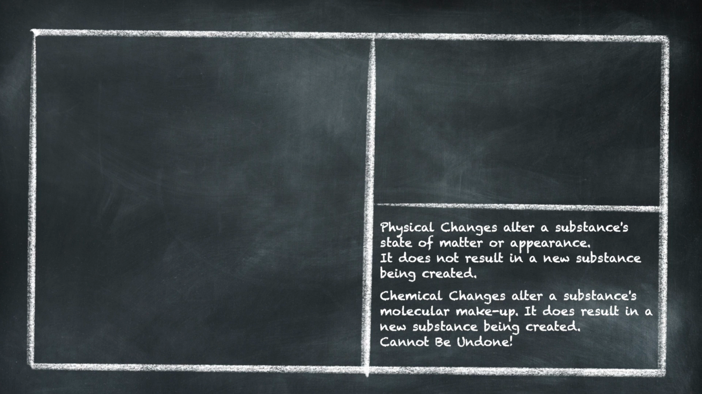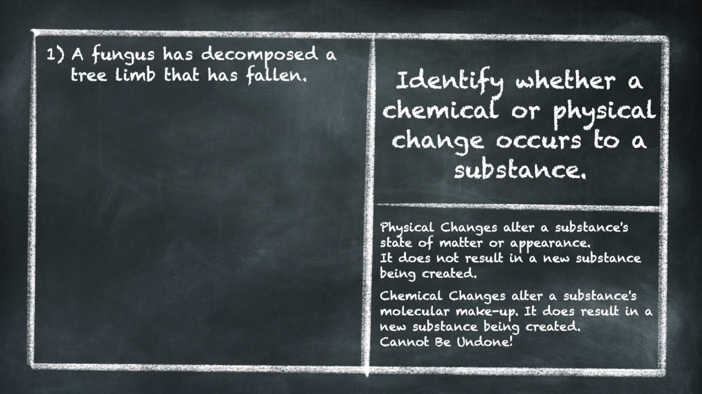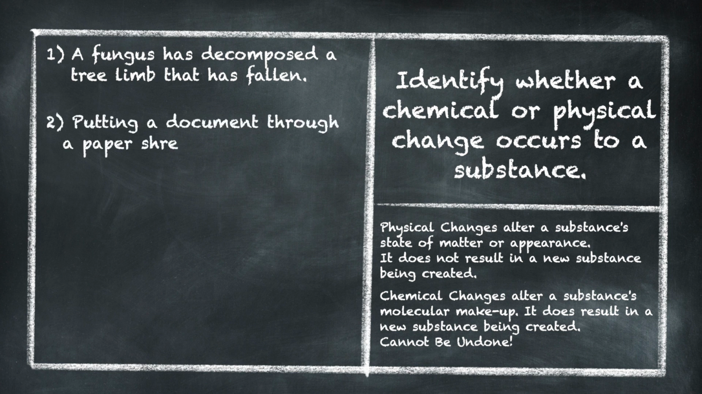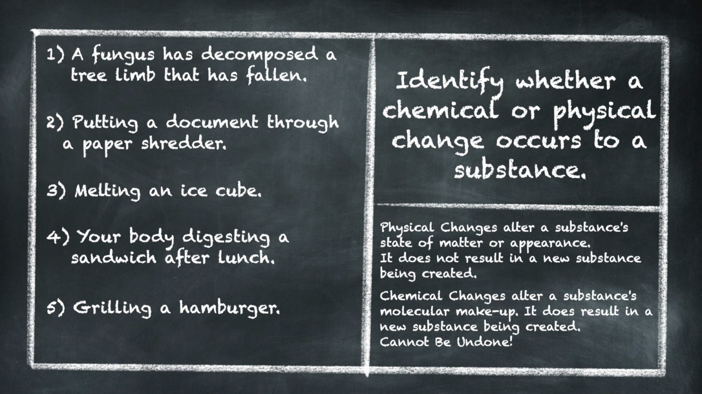For our first set of problems, we're going to identify whether a physical or chemical change occurs to a substance. Here are your questions. Number 1. A fungus decomposes a tree limb that has fallen. Number 2. Putting a document through a paper shredder. Number 3. Melting an ice cube. Number 4. Your body digesting a sandwich after lunch. And number 5. Grilling a hamburger for a cookout. Pause this video if you want and attempt classifying these following occurrences as either chemical or physical changes.